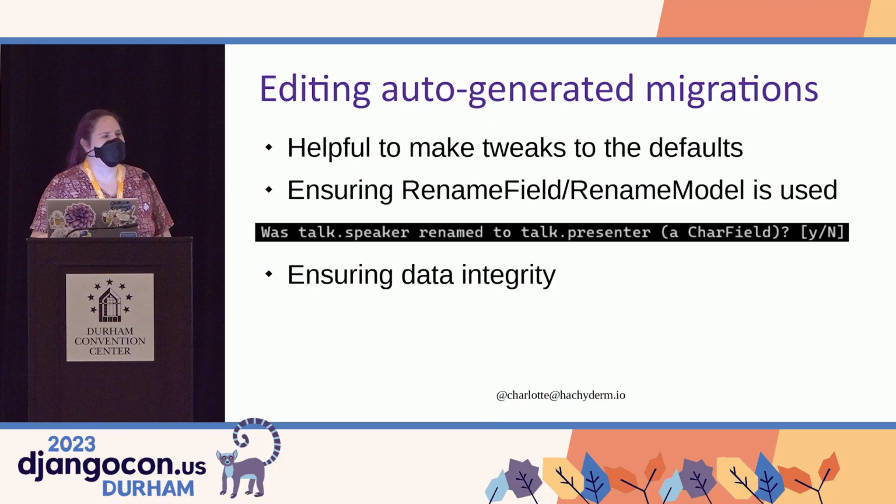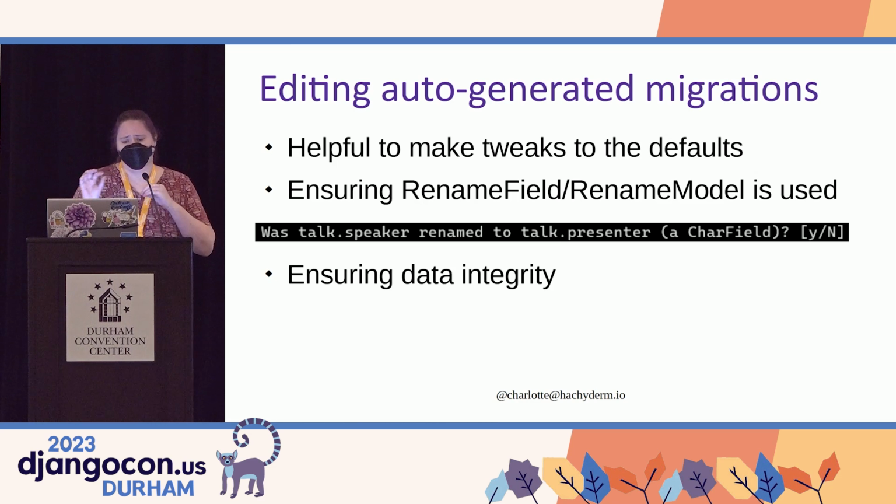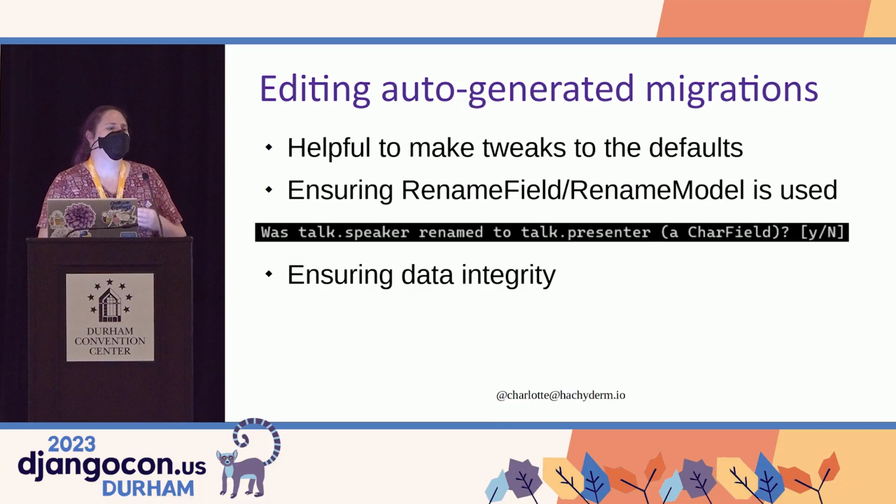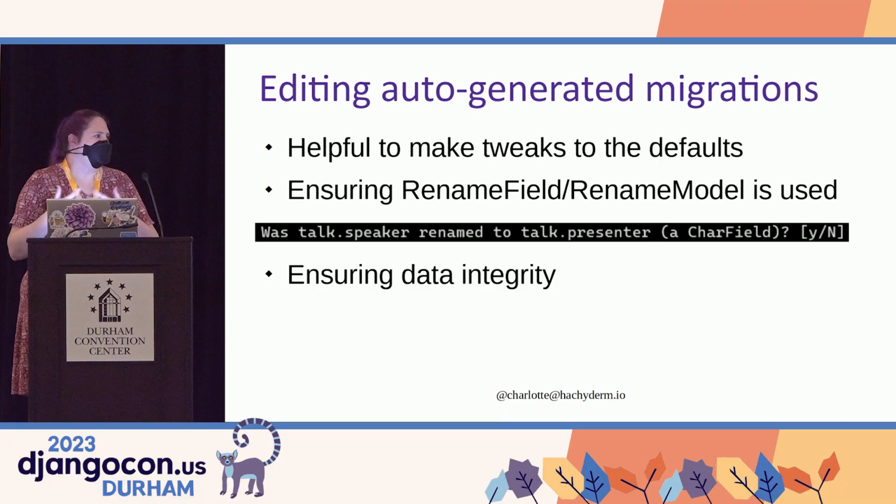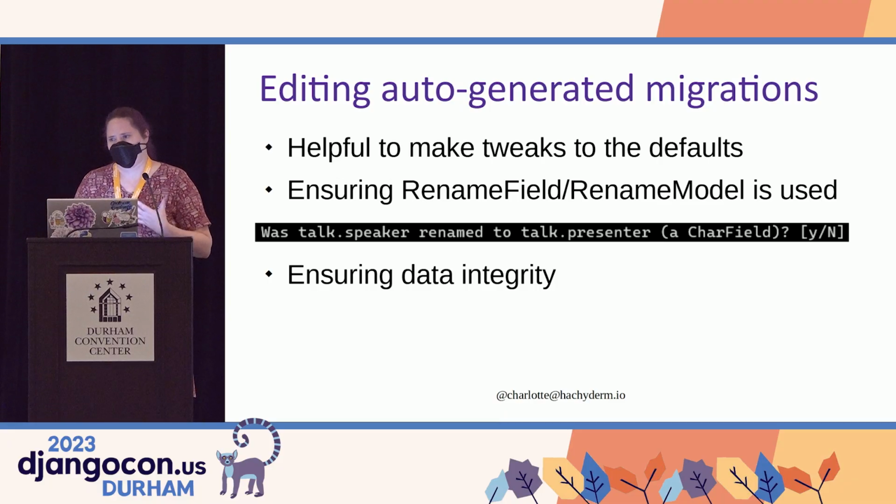And then the other time that we'll often be editing auto-generated migrations is to ensure data integrity. So if we are making a change where we want to make sure that our data shifts, we might, for example, have some information that's in a JSON field and we want to give it pride of place as its own field. So we might add an operation to our migration so that we can pull the information out of that JSON field and put it into the new field that we're creating. And that's something that Django isn't going to know how to do automatically, so we have to do that ourselves.